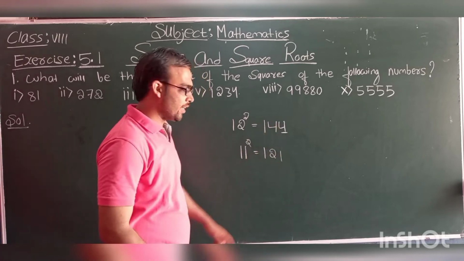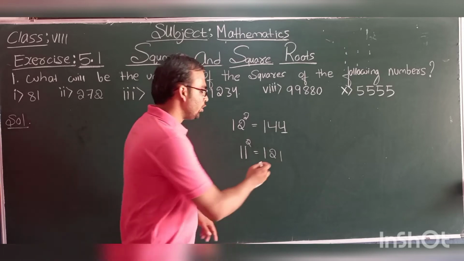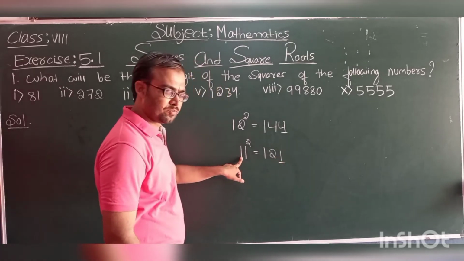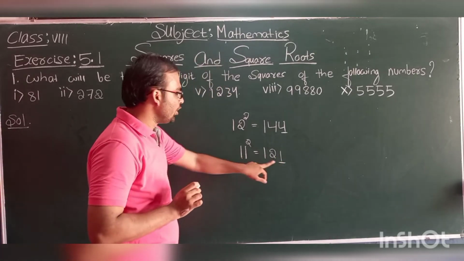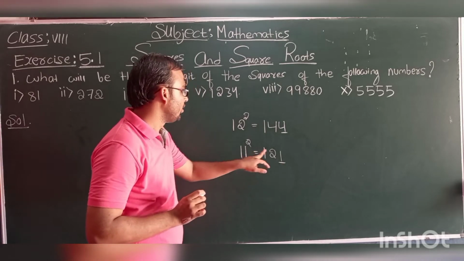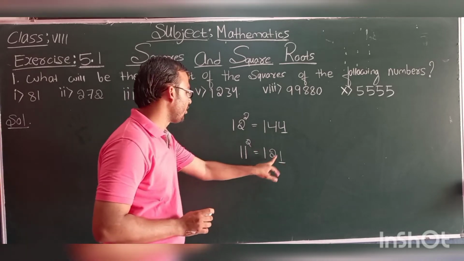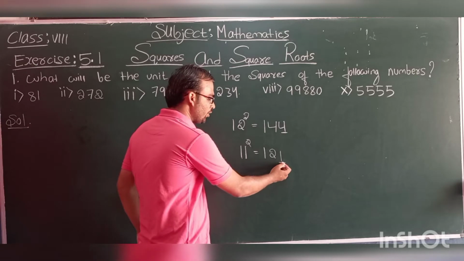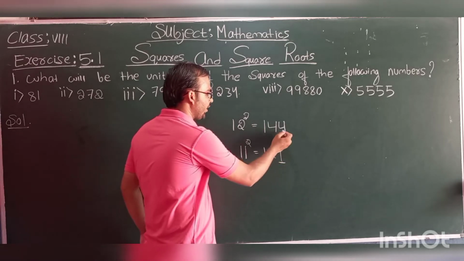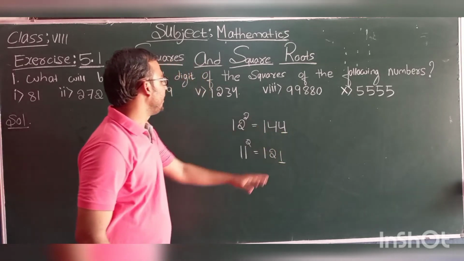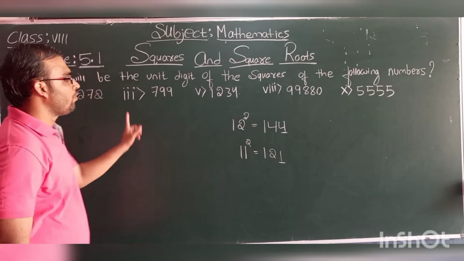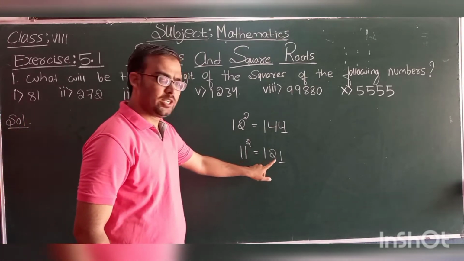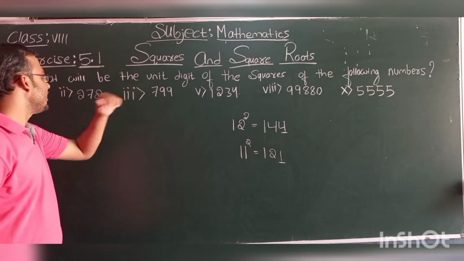And take 11. When we square it, what will come? 121. So the digit in the unit place of 11 square is 1. Why? Because 11 square is 121. This is the unit place, students: units, tens, hundreds. So likewise, we need to find the digit in the unit place of the square of these numbers.